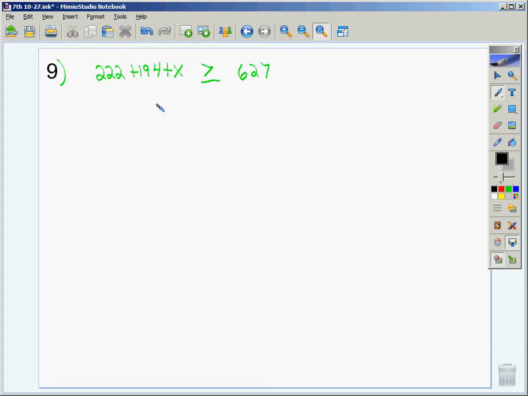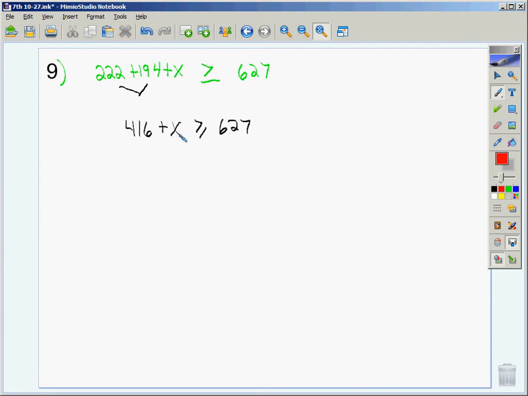222 plus the 194 plus the third game has got to be greater than or equal to 627. We're going to combine these because they're on the same side. So we're going to take 222 and add it to the 194. That's 416 plus the x is greater than or equal to 627. Wait, is that an X after 192? Yeah, after 194 up here? Oh, that's a 192. Yes.